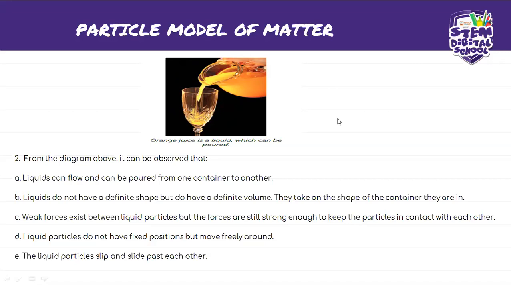Okay, so let's continue. The diagram we have seen above tells us that we can pour liquid from one container to another. Liquid particles can easily slide amongst each other. They have weak forces between the molecules or particles of water. But when we compare solid and liquid, in solid the forces of attraction are very strong, so you must take note of that. I'm talking about point C: weak forces exist between liquid particles, but the forces are still strong enough to keep the particles in contact with each other. Then the last point is that liquid particles slip and slide past each other. Now let's go to the next slide.